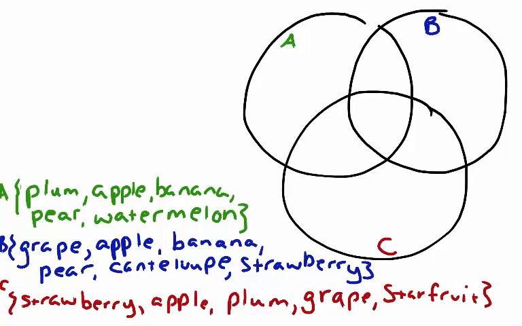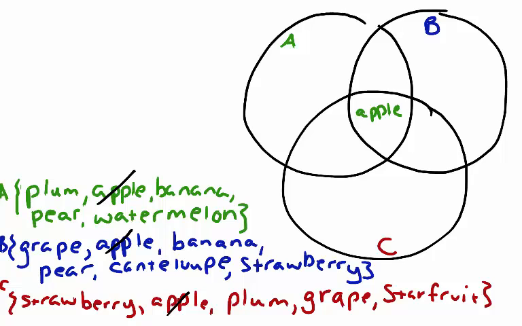One element that I notice, which is shared by all three, is apple. So that's going to go in my innermost section of my Venn diagram. Apple. Now I'll take a look to see if there are any other elements shared by all three. It looks like apple was the only one.